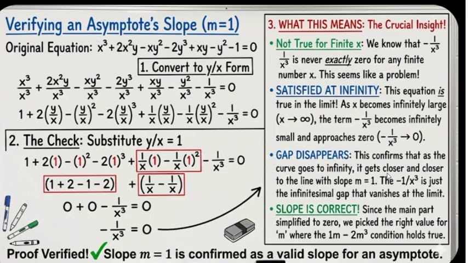See, it gets closer to the line with slope m is equal to 1. This minus 1 by x cube, the gap, is very small and vanishes in the limit. Now we confirm that the slope, the main part, is 0, so we picked up the right value for m, and this condition holds good. Like that we can confirm it.